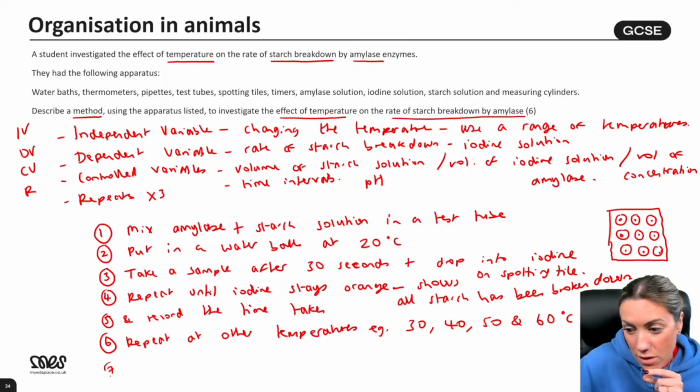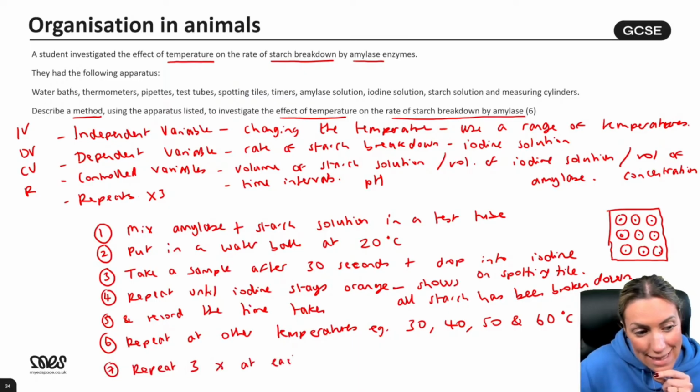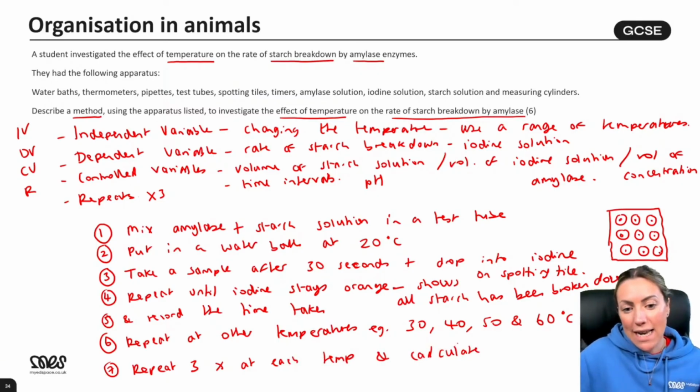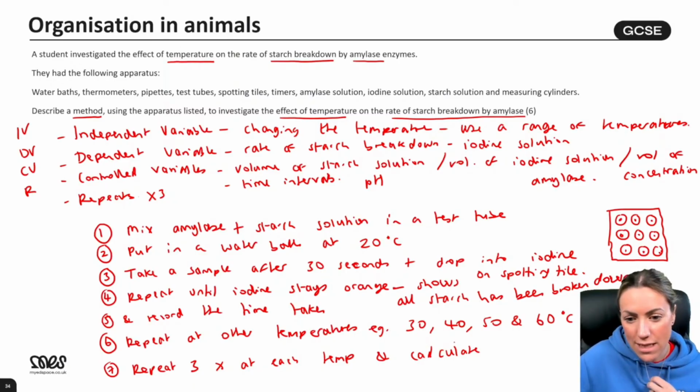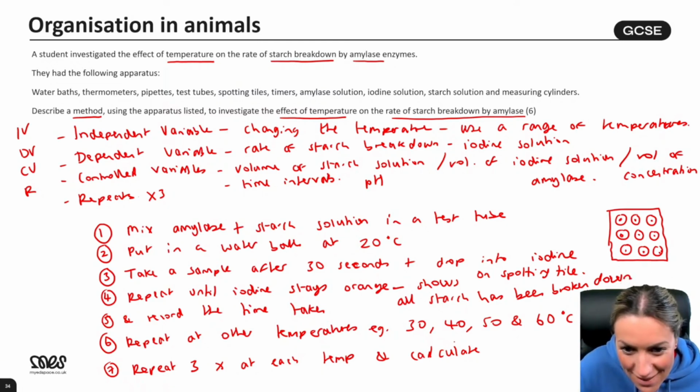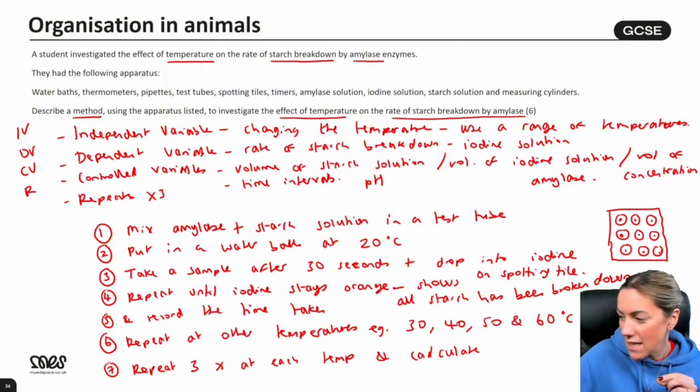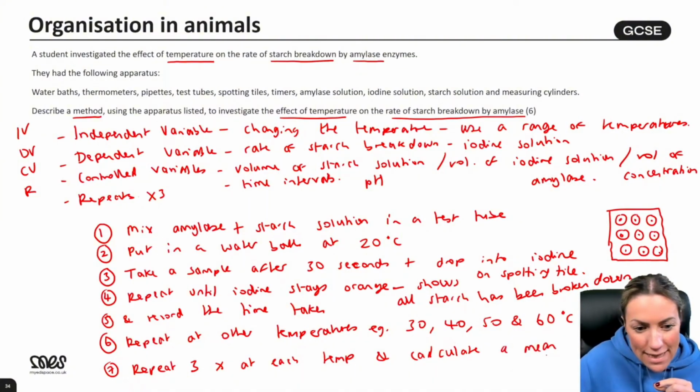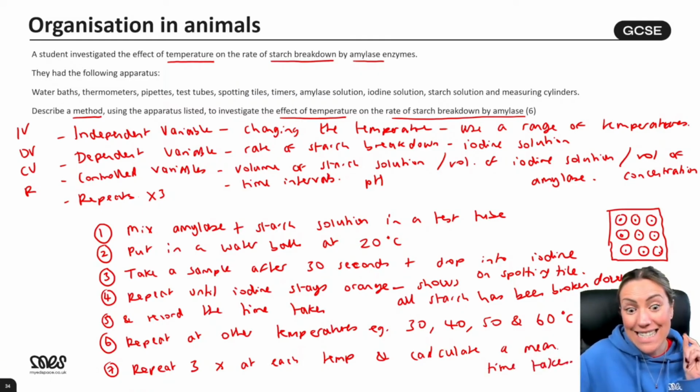And then it's always good to say repeat 3 times at each temperature, and calculate. What am I going to finish that off by saying? If I do this 3 times at each temperature, what does that mean I can do? Which is always good to include in a method. You preempted my question. Well done, Glenua. Yes, repeat 3 times at each temperature and calculate a mean time taken. So I'm recording the time taken for the iodine to stay orange, because that tells me all the starch is gone, right?